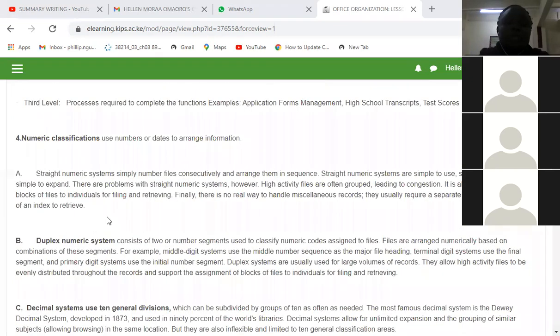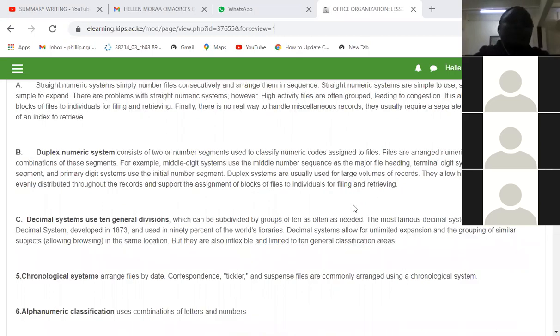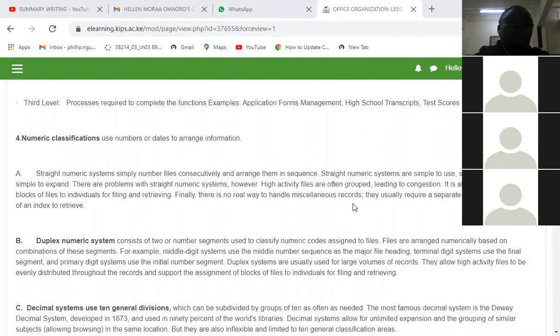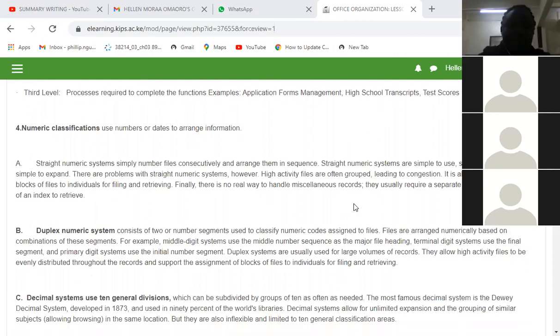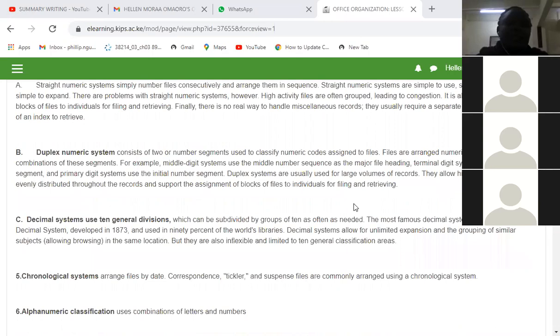So you can use straight numeric system. You can use duplex numeric system, and you can have decimal system. Okay. So when you say numeric, just the use of numbers. Then we have another one.